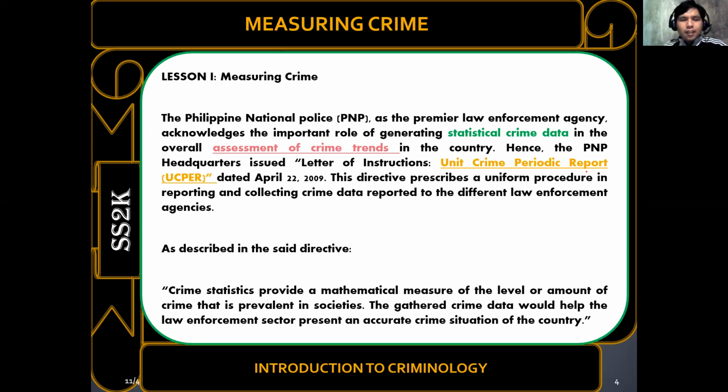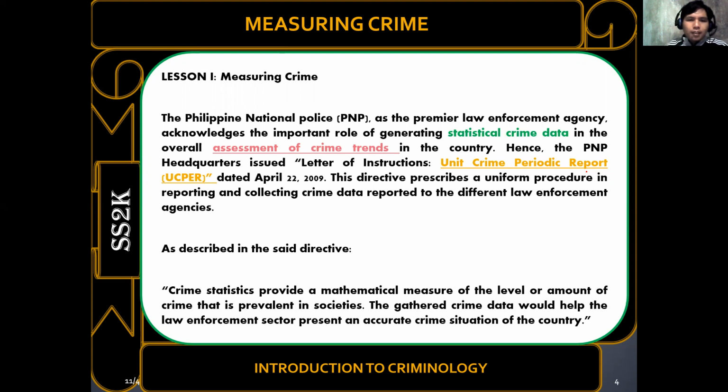Ayan. So hence, the Philippine National Police Headquarters issued a letter of instruction. Okay, that is the Unit Crime Periodic Report o yung pong OCPER dated April 22 of 2009. The directive prescribed a uniform procedure in reporting and collecting crime data reported to the different law enforcement agencies. So, ito po ay pag nag-report po ng krimen, kahit saan mang panig ng Pilipinas, Luzon, Visayas, Mindanao, ay iisa po yung pong method, yung pong pag-report at pag-collect ng crime data. Okay? So, Region 1 hanggang NCRPO.